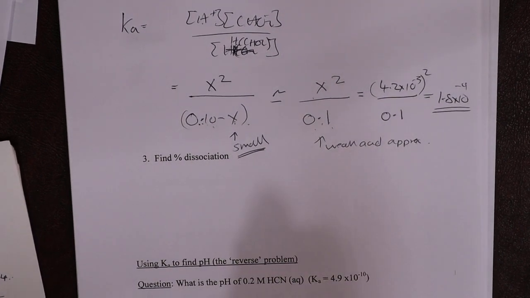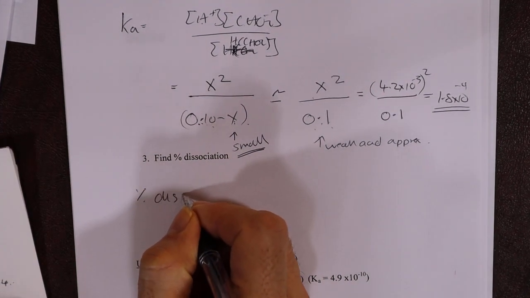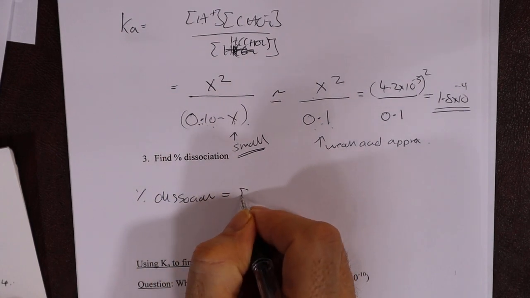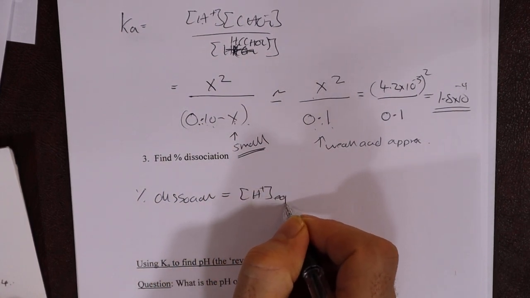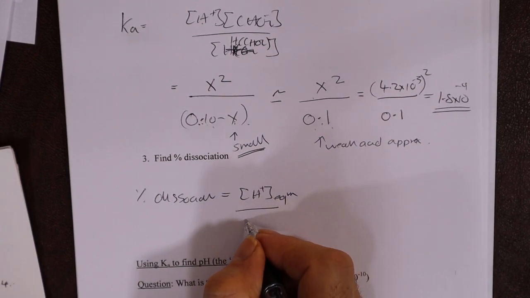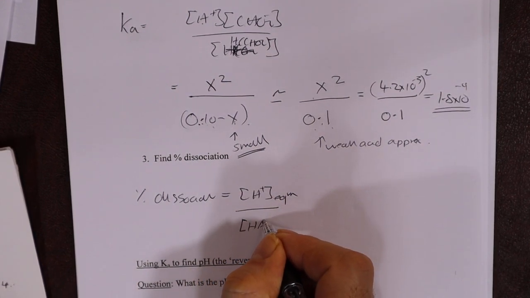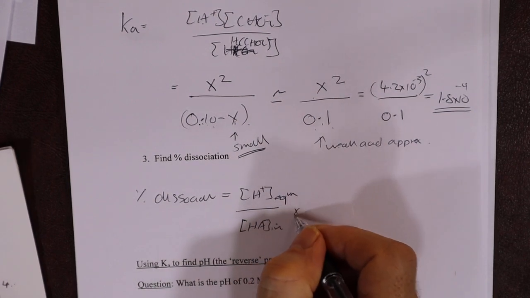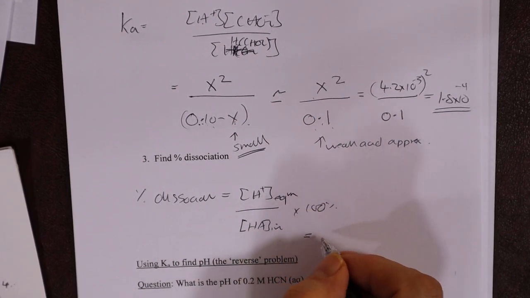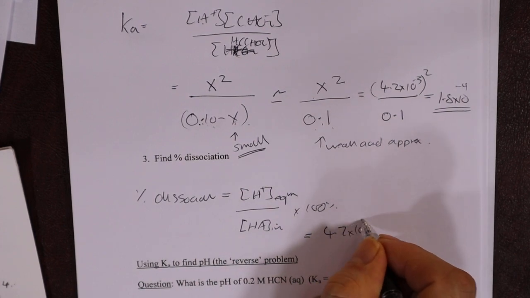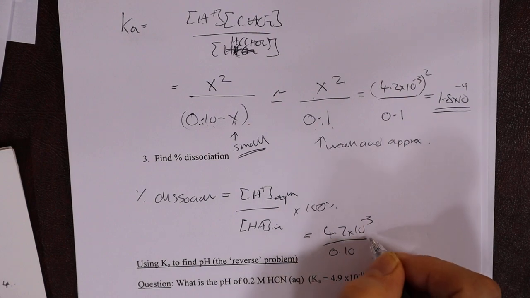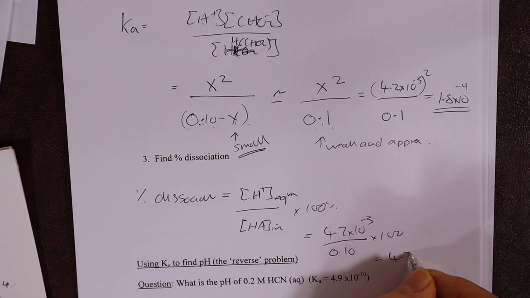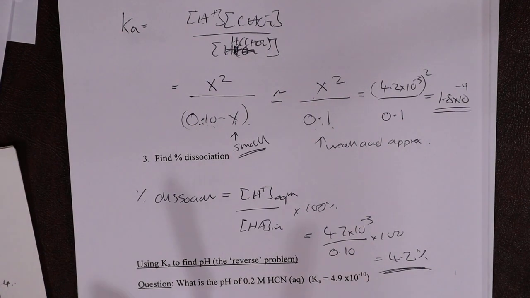If I want to figure out how much dissociated, it's what I got over what I started with times 100. So percent dissociation, the H plus at equilibrium over what I started with, HA initial, times 100 for a percent, which equals 4.2 times 10 to the minus 3 over 0.1 times 100, 4.2%. So about as strong as vinegar. So ants are essentially injecting you with vinegar. I guess that hurts, right? There we go. So that's the first one.